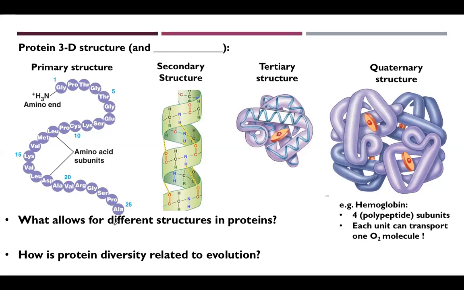Yeah. So this is actually, you can fill this in. What allows for different structures? Primary structure is the order of amino acids.